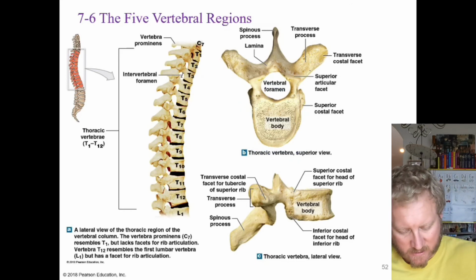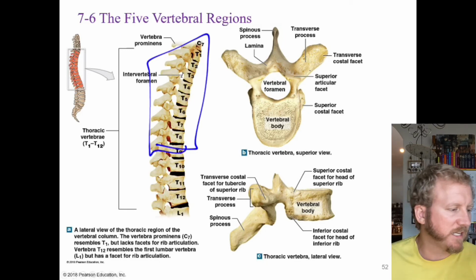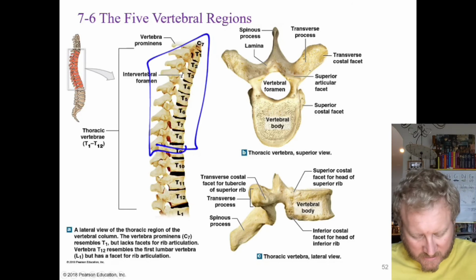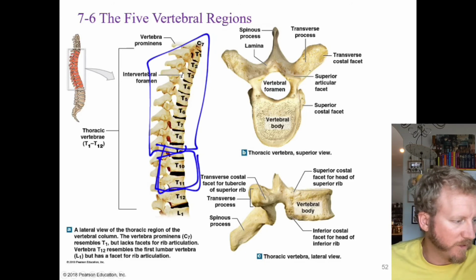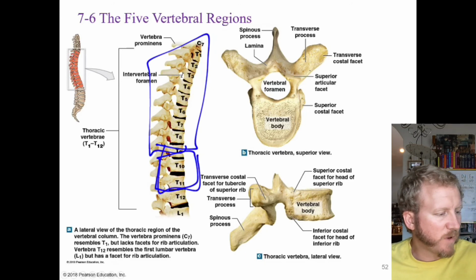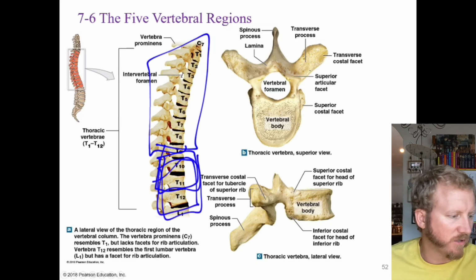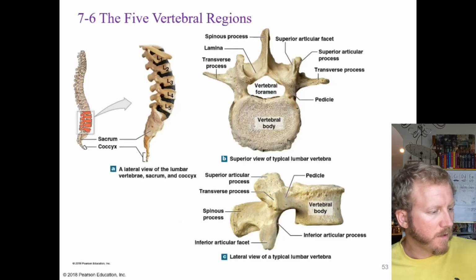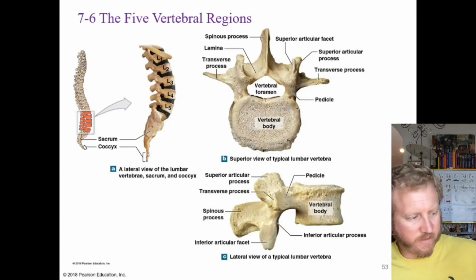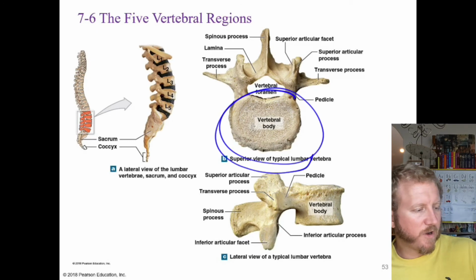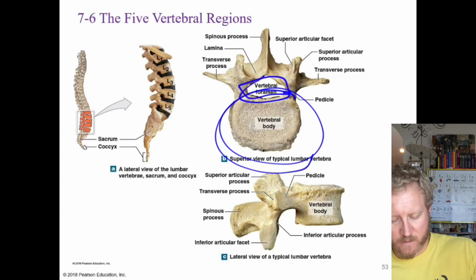T1 through T8 here all articulate to two pairs of ribs on the sides. T9 through T11 articulate to one pair of ribs. T10 through T12 are also your transitions to your lumbar vertebrae. Lumbar vertebrae, then, are the largest vertebrae. They have the largest vertebral body, very thick, oval shaped. They have a triangular vertebral foramen.